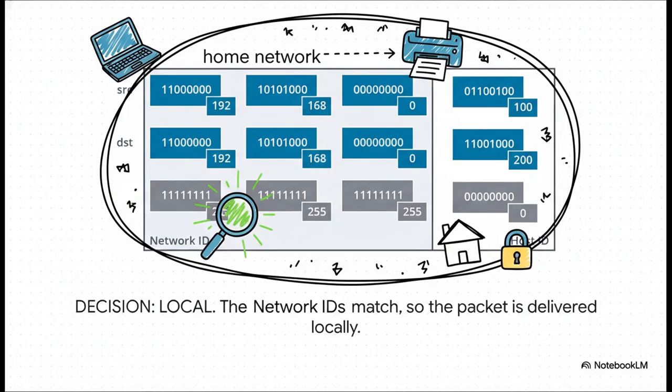It looks at the printer's IP address and uses that subnet mask to check the network ID, the zip code. And hey, they match. So the decision is easy. This is a local delivery. The data packet just stays right there on your home network.